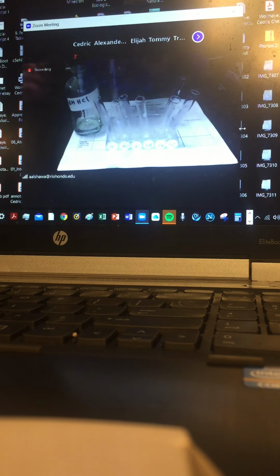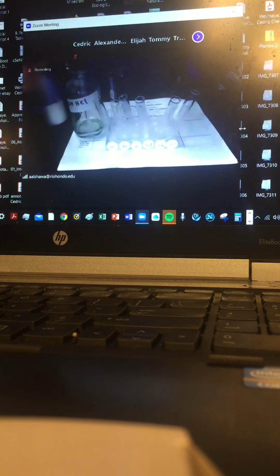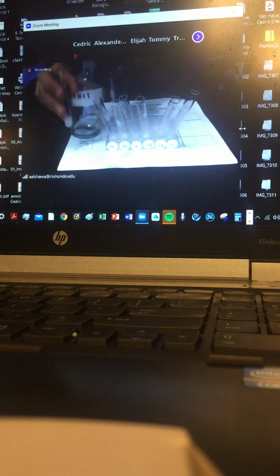Now I'll do the same for unknown 1. Okay, let's see what sort of thing. So far it's clear. There's nothing. I guess if I add the acid, I don't know if it's going to do anything. So here's the acid, nothing, negative. And now to unknown number 2. So notice number 2 has a cloudy structure.